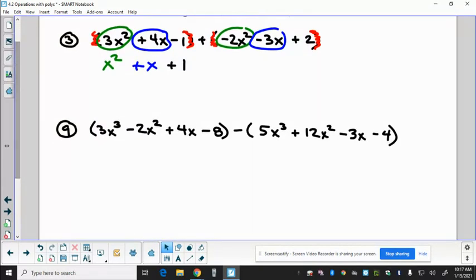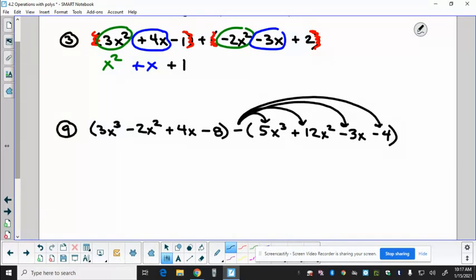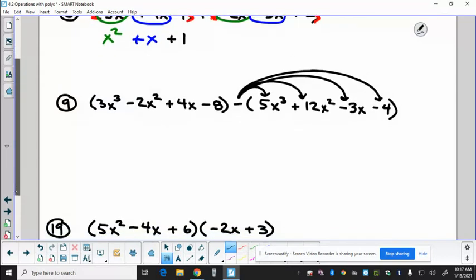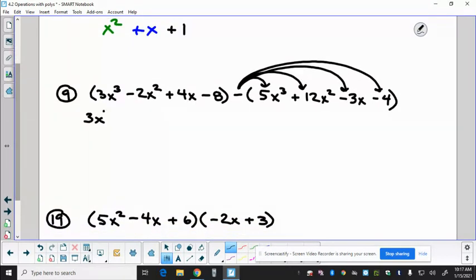Now, in number 9, you do have a subtraction sign here. So if you distribute that, it will essentially change all of those signs. So I'm going to just rewrite the entire problem without parentheses, and that second grouping, all those terms, different signs. Okay, here we go. Going to be negative 5x cubed, negative 12x squared, plus 3x plus 4.